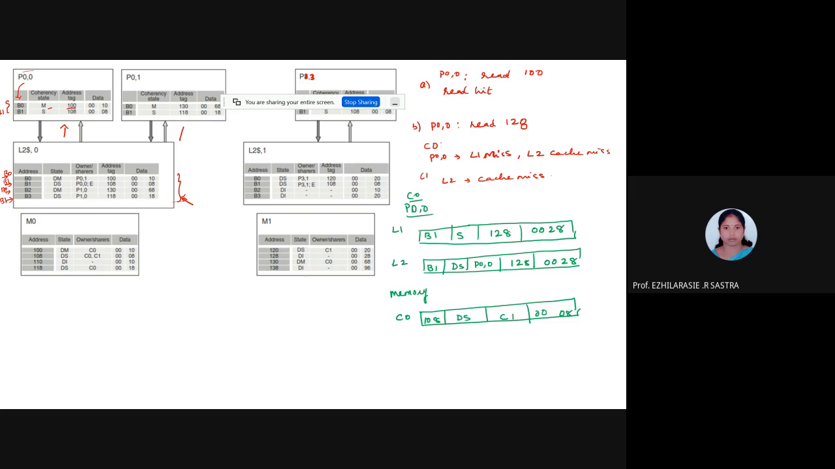Understood? And similarly, when you take this case, C1 chip memory, same address 128, it is now shared by the processor C0, and the value is 0028. So I think this is the answer we are expecting for this operation.